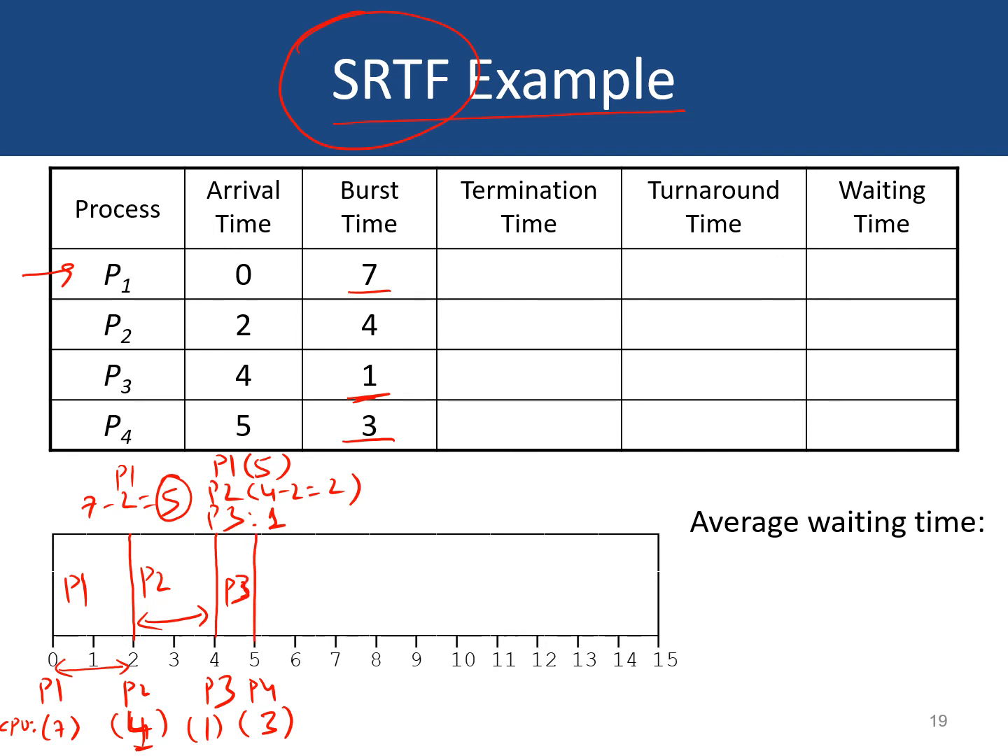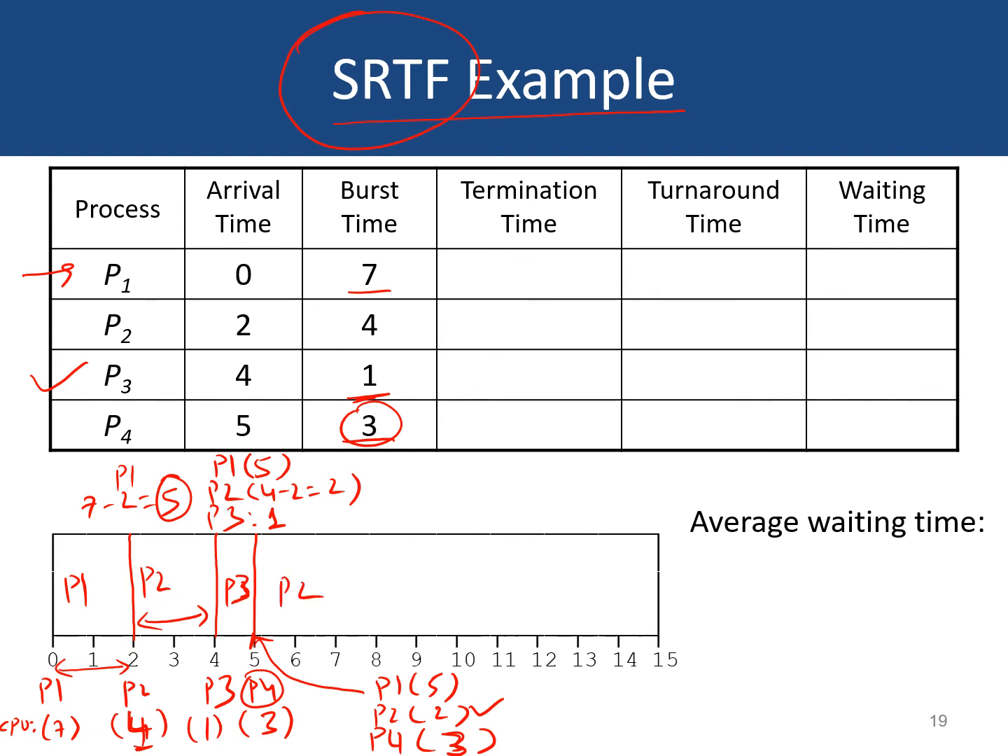So P3 has only 1 millisecond, so it will finish at time 5, and at time 5 P4 will also enter the system. So here at time 5, P3 has finished. We have process P1 which requires 5 milliseconds, process P2 which requires 2 more milliseconds, and P4 which has just now entered, it has a CPU burst of 3 milliseconds. So out of these three processes, P2 has the shortest remaining time, and therefore P2 would get to execute next based on the SRTF algorithm.